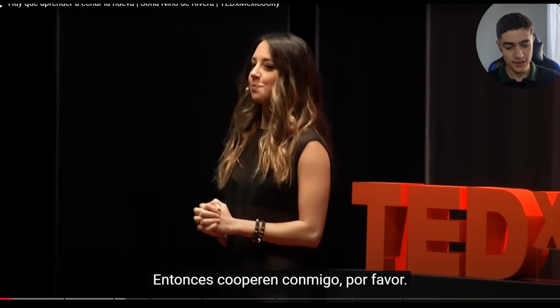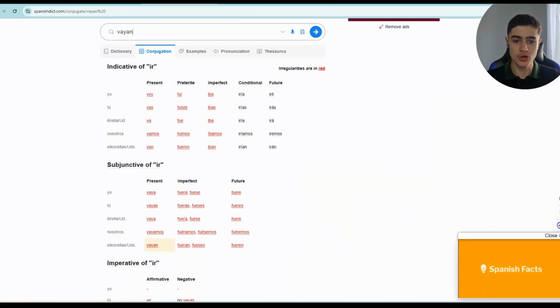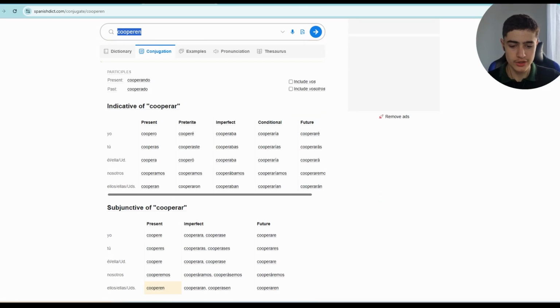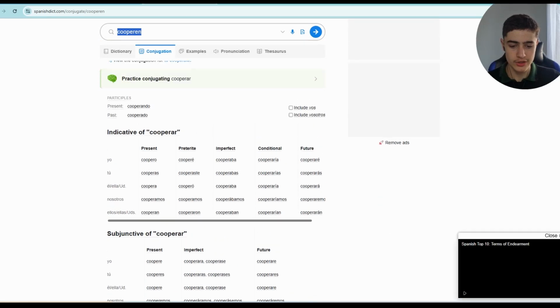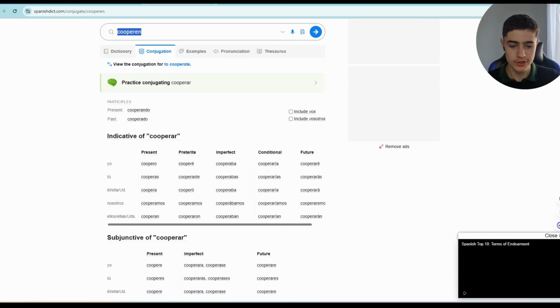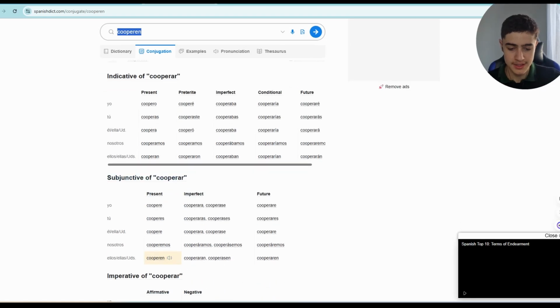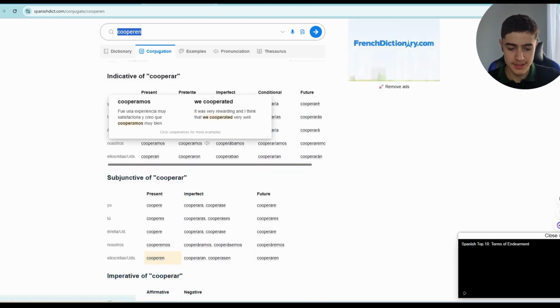But for understanding the conjugation, you go here to understand it. So here you can understand, firstly, all of the conjugations for this, cooperar. And then you can see this is what it is, cooperar. All of it is regular, so it's following all the rules.